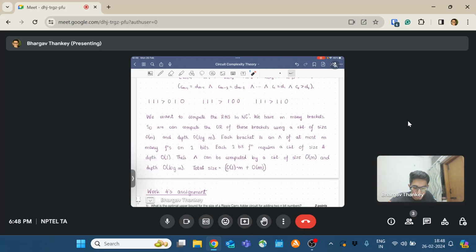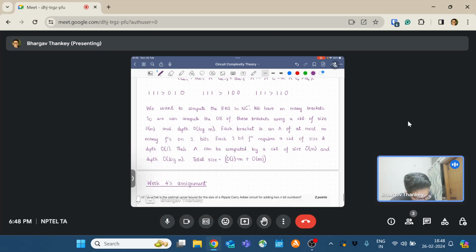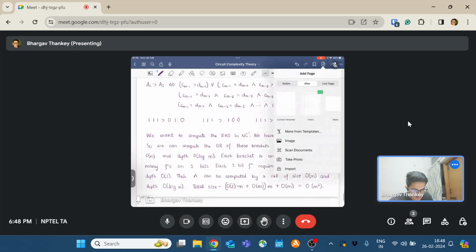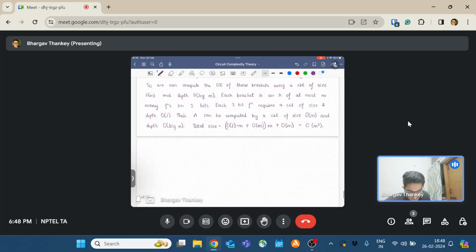Yes. And how many brackets are there? M many, yeah, M brackets. And an additional order m for OR, right? So it's like order m squared. And what about depth?